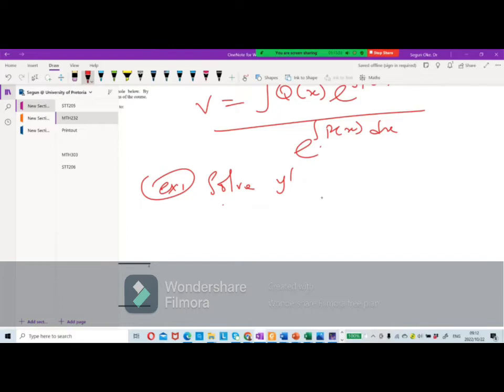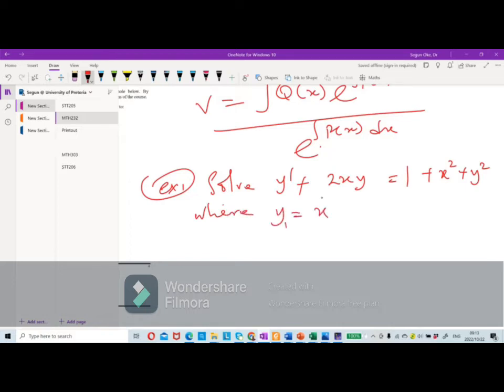Solve y prime plus 2xy equals 1 plus x squared plus y squared. Remember I told you the question I gave you initially, negative 1 minus x squared plus y squared using the Riccati equation. So you can use this method to solve it. They asked us to solve this one, where y1 equals x is a solution. They put it there.